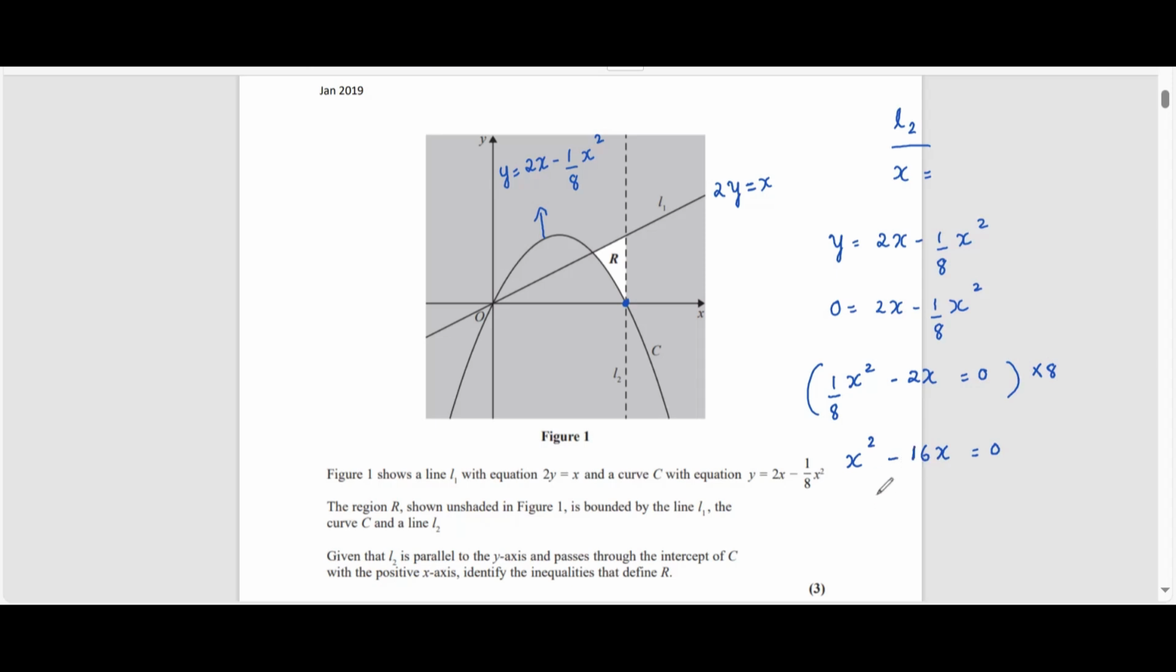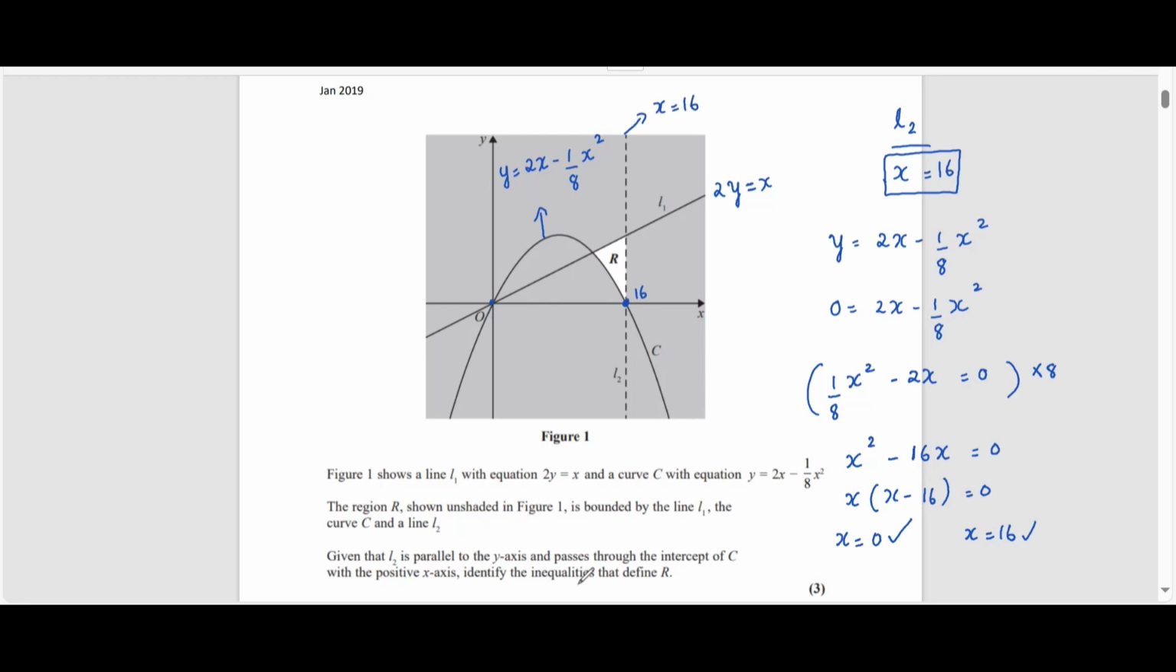Now I can factorize this. I can see that x is common here. So x(x - 16) = 0. Equate them separately, so we will get x = 0, x = 16. Now we know that the curve intersects at the origin, so that must be x = 0, and here this point should be 16. Now the equation for line L2 will be x = 16. We got this x = 16.